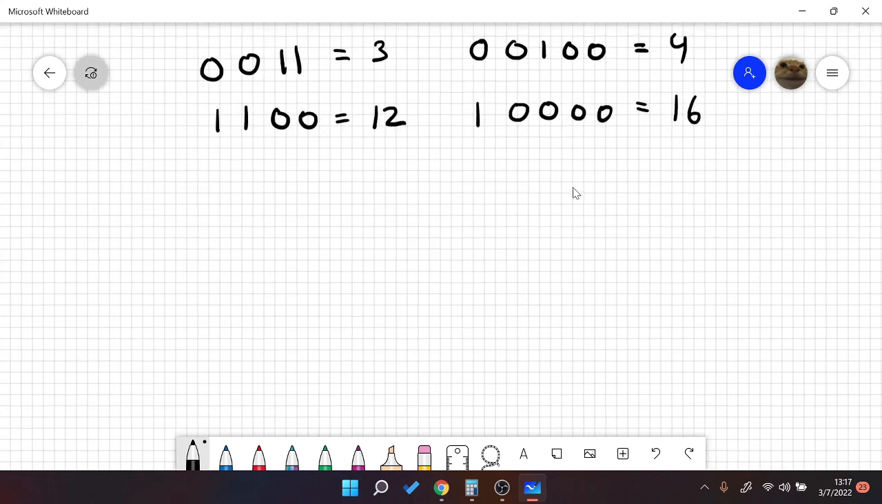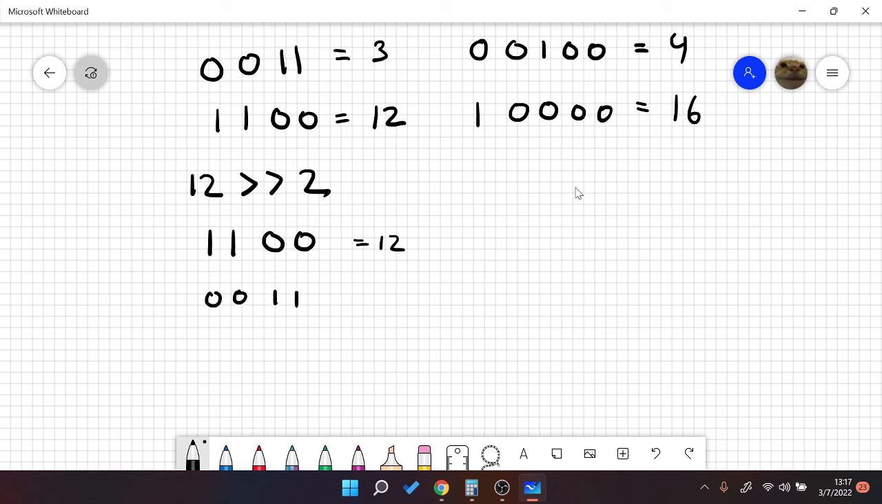So let's do some right shift problems. Let's take the number 12, like we had before, and we're going to do greater than signs to show we're shifting, and we're going to shift it twice. So let's take the number 12, and let's shift it to the right twice. So we get 0, 0, 1, 1, and this is equal to 3. So we're basically doing integer division twice.